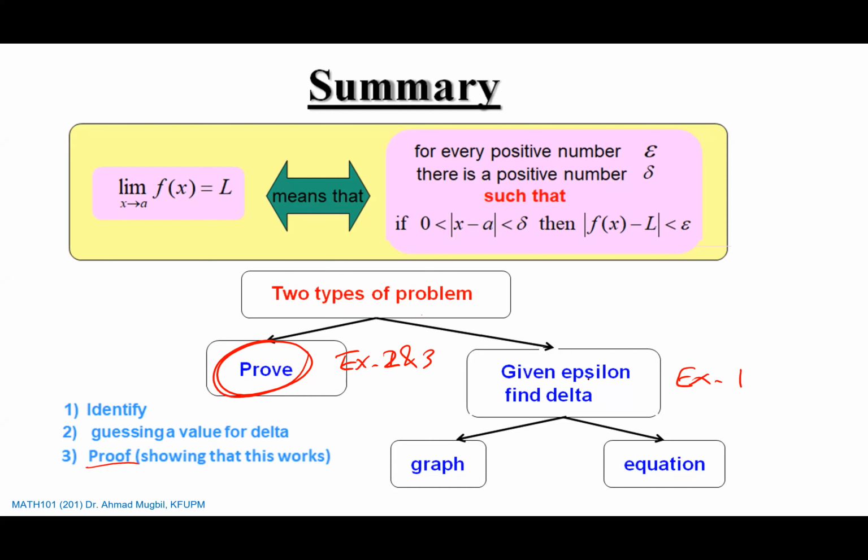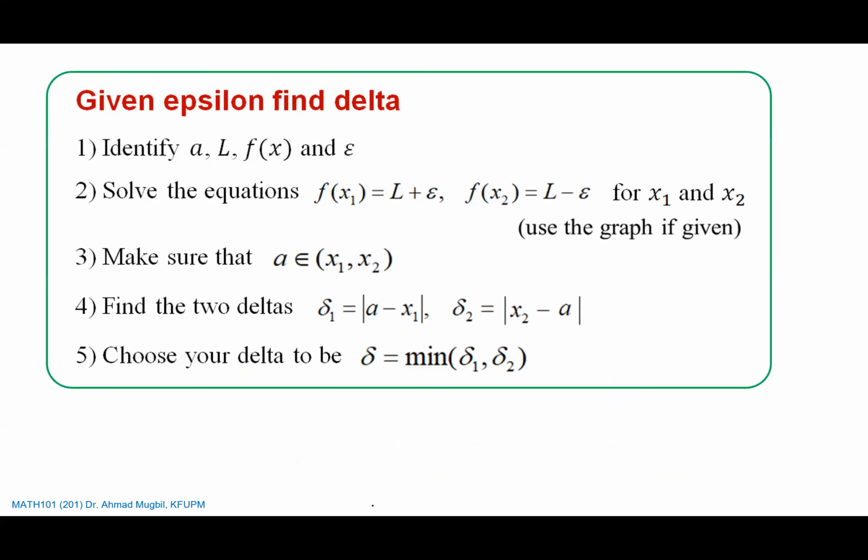If you have a given epsilon, find delta, it depends. Do you have a graph or do you have an equation? If you have a graph and everything is clear on the graph, you can solve it. If you have the equation, you should follow, of course, these steps. You need to identify your L, your F, your epsilon, and after that, you need to solve this equation, both the value of the function y equals L plus epsilon and L minus epsilon. Then solve it for x. Find what is x1 and x2.